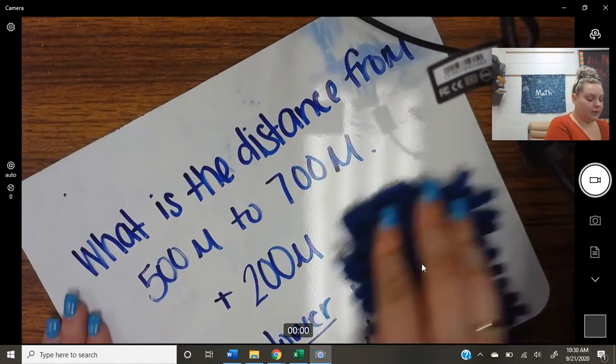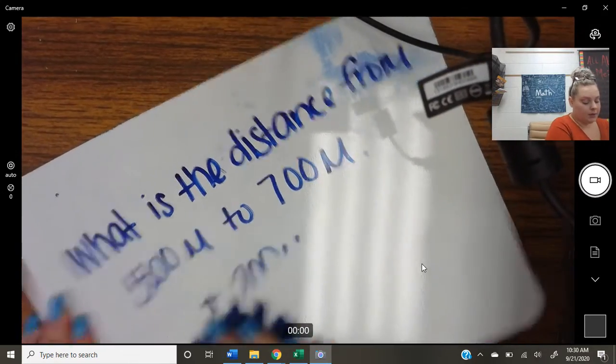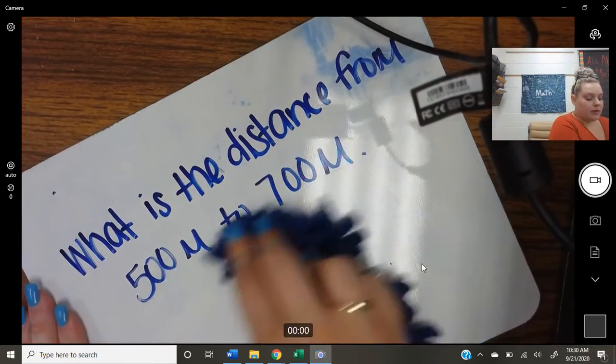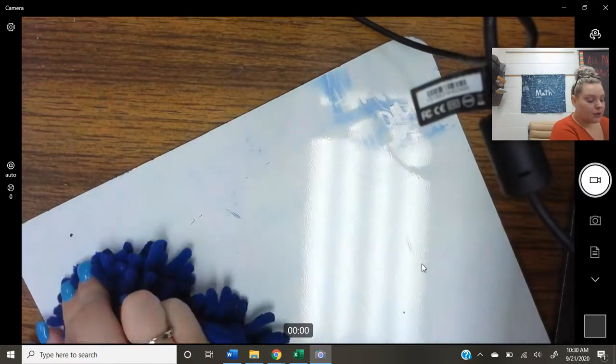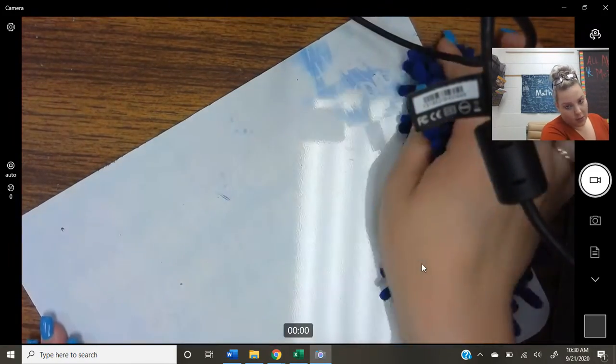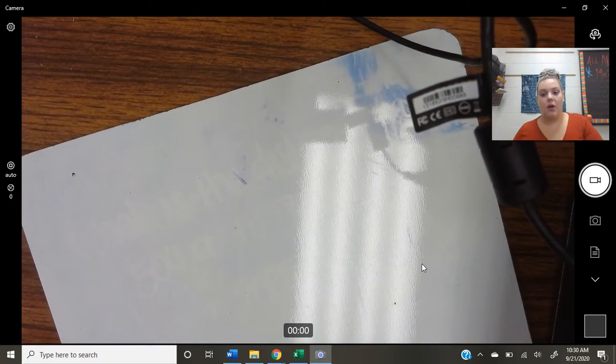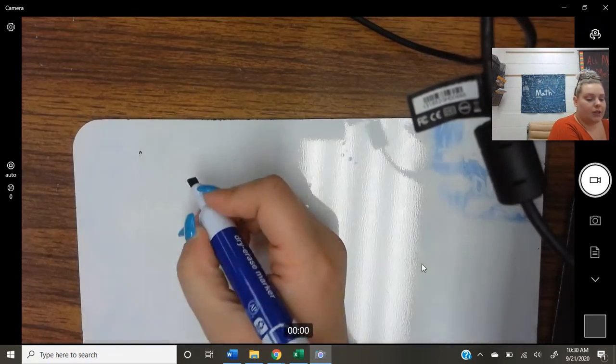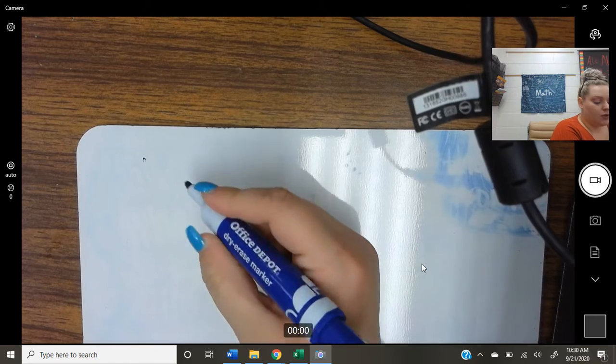Make sure you always have your sign with you on your test. If you know it's negative 200 as your answer, make sure you put negative 200, because if you don't, it will be counted wrong. So make sure you are including that. Okay, let's try some addition and subtraction with negatives.